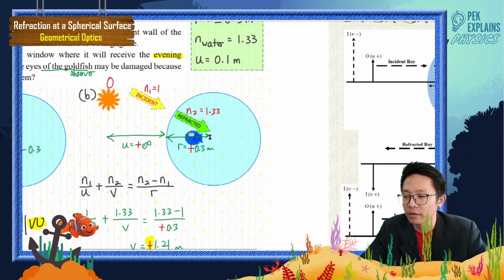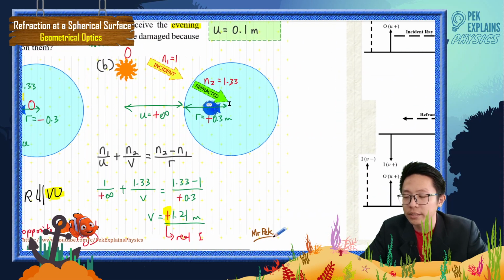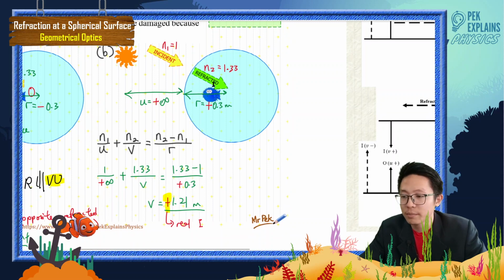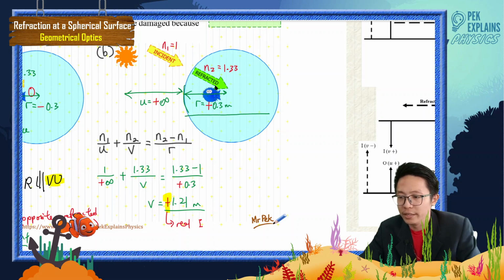So where's my refracted ray now? My refracted ray is inside the water, isn't it? So my v is measured from where? My v must be on the same side as the refracted ray. That means from this surface, I measure v. My v is positive because it is on the same side as the refracted ray.